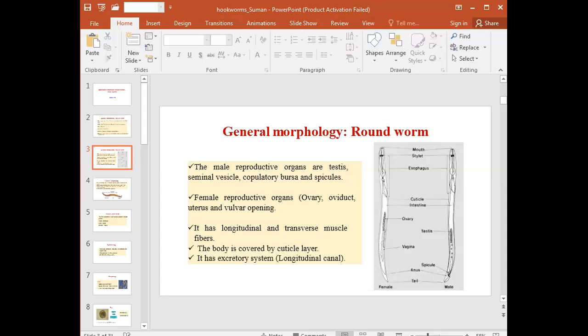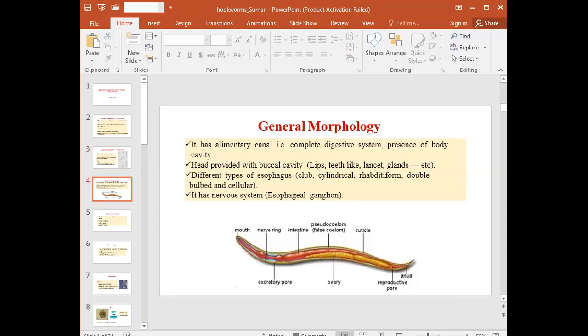They have an excretory system, and this excretory system is the longitudinal canal. They have an alimentary canal. So this is their anterior part, this is the posterior part, and this part is their alimentary canal. The alimentary canal starts from the anterior part, so from the head, and it provides the buccal cavity. This is the buccal cavity.